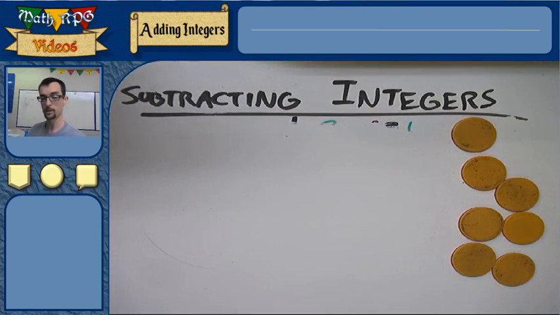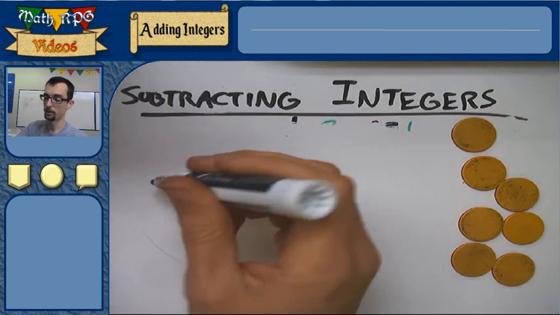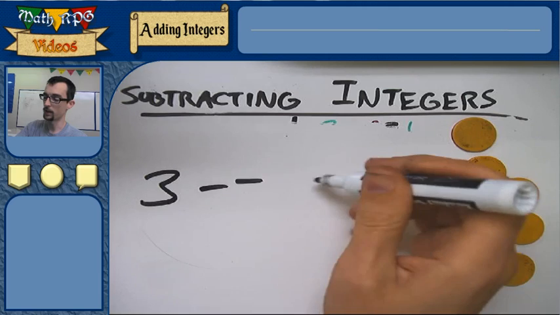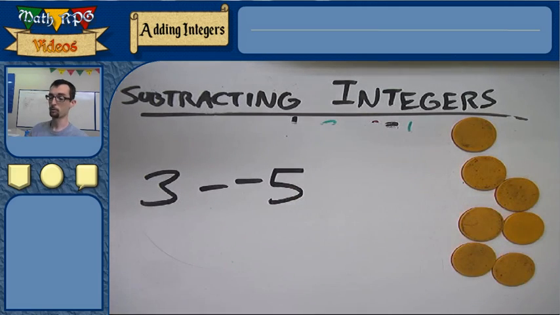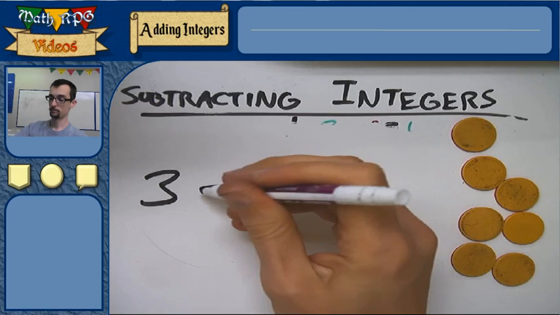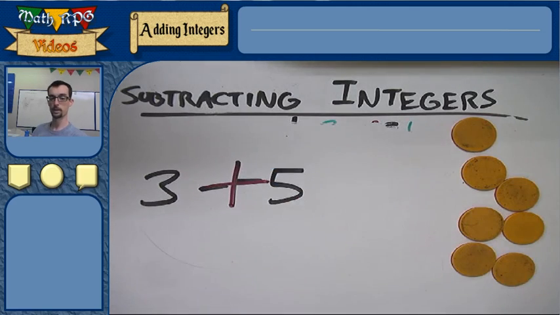And so I always tell my students, if you have a problem like 3 minus negative 5, literally take your pencil and just write over that and change it to a plus sign. Bam, 3 plus 5. Now it's easy, right? So subtracting a negative is the same thing as adding a positive, because subtracting is just the same thing as adding the opposite of. Right?